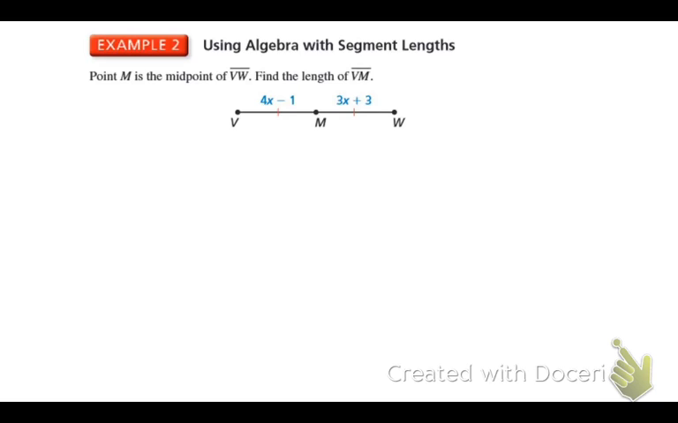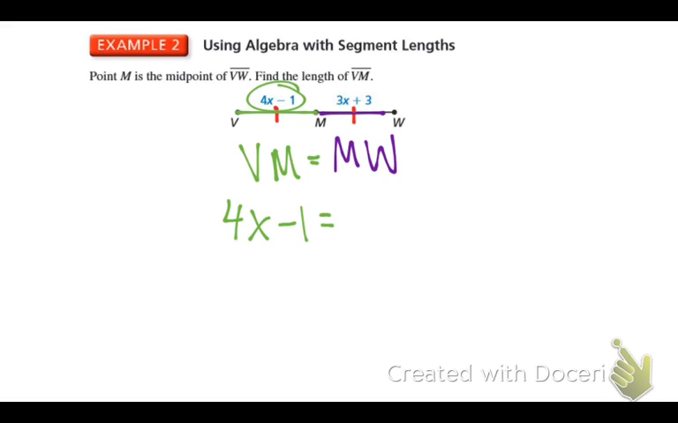Perfect. So point M is the midpoint. Other than them telling me it's the midpoint, what else in this picture tells me we have the midpoint? The little lines, okay, the tick marks. So these tick marks tell me that VM is equal to MW. Do we all agree? So what is the length of VM in algebra? 4x minus 1. So we're going to plug that in for VM. And what is MW in algebra? 3x plus 3. We are exiting geometry class and entering algebra.